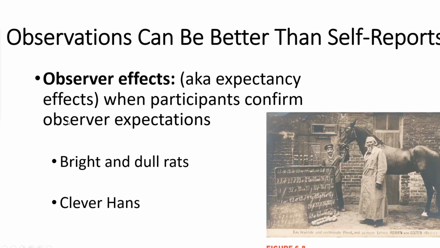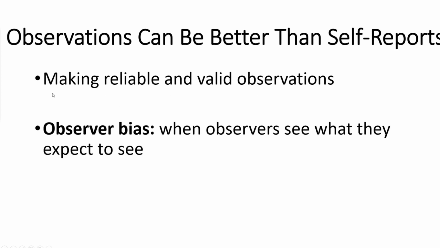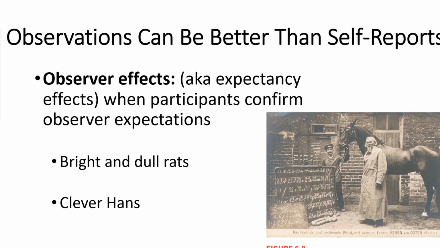Another very related problem that we can run into are observer effects, sometimes called expectancy effects. And this is kind of the opposite side of things. For observer bias, the observers are the ones who are causing the problem. But with observer effects or expectancy effects, it's actually the participants that are causing the problem. This is when a participant changes their behavior to conform with the observer's expectations. So they're going to behave in the way that they assume they're supposed to behave.